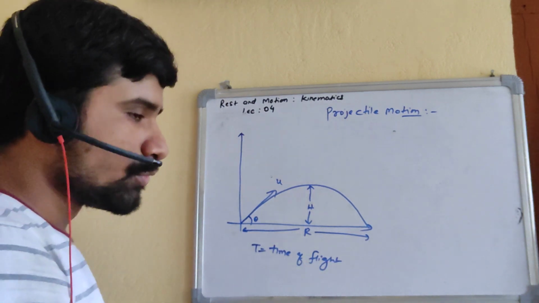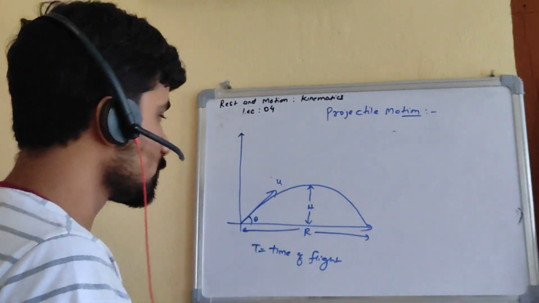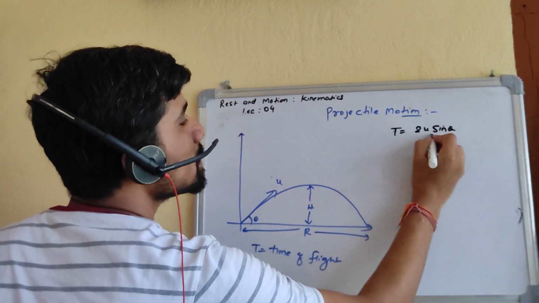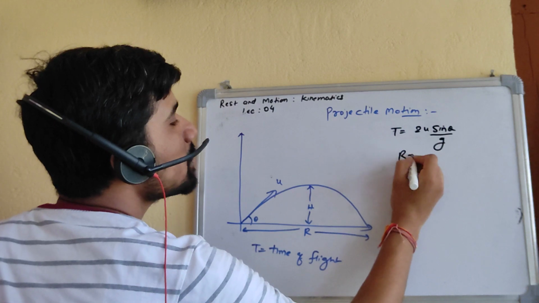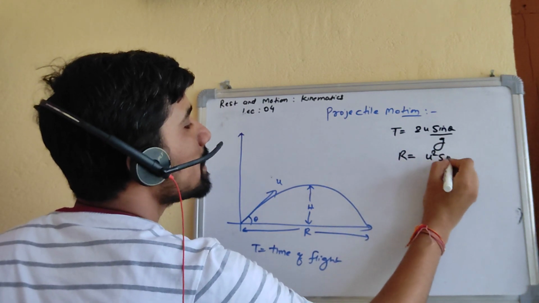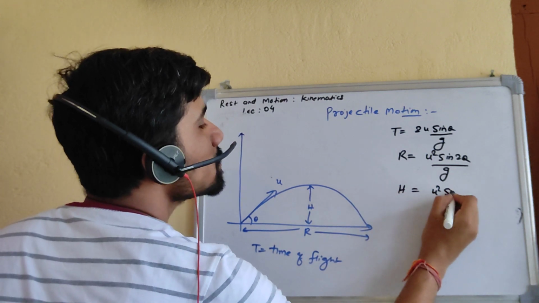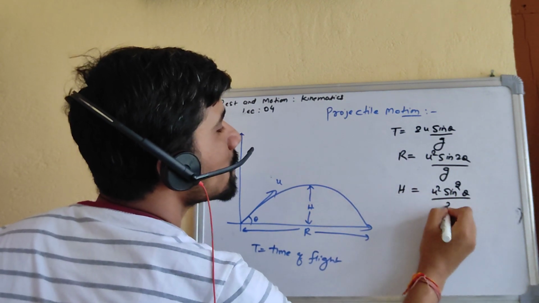So now we should be able to appreciate all these values. T is given by 2u sine theta by g. My horizontal range is given by u square sine 2 theta by g. My height is given by u square sine square theta by 2g.